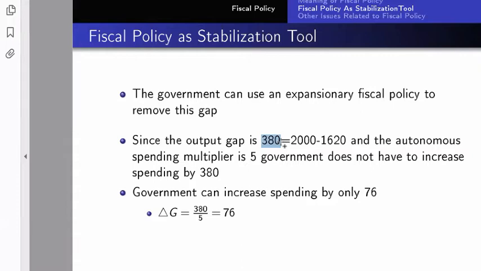If the autonomous multiplier is 5, how much must government expenditure be increased to clean up the gap of 380? So you just divide. Don't forget, when we multiply 5, the multiplier, by the change in government expenditure, it should give us the 380. So if we divide the 380 by the multiplier, it tells us by how much we should increase government spending so that we can clean the output gap.